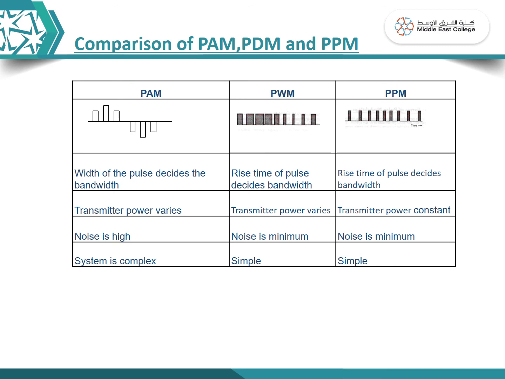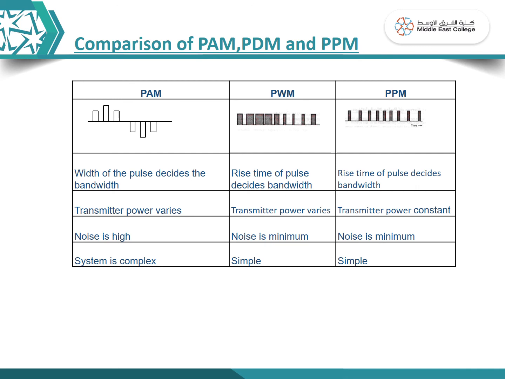Here the amplitude of each pulse is different, meaning transmitter power also changes because power also depends on the amplitude of the pulse. But here all the amplitudes are constant. Transmitter power still varies because the width is changing. But here the amplitude and width are the same, meaning transmitter power will be constant.